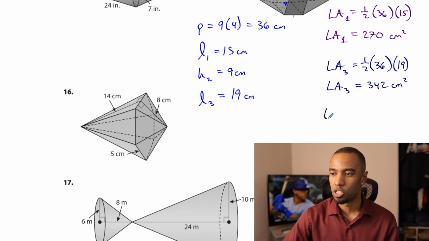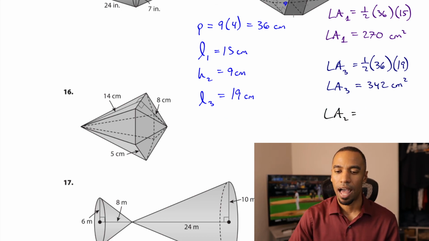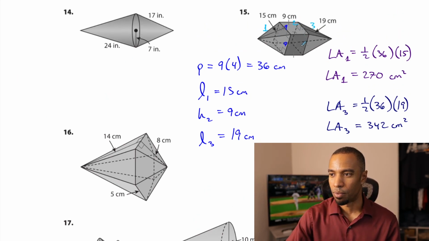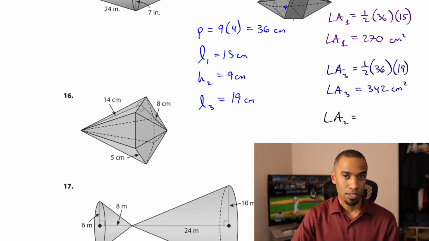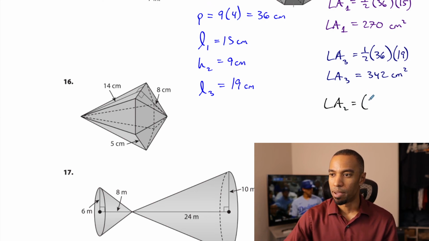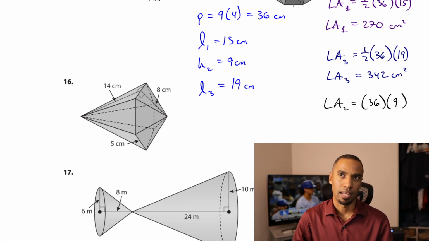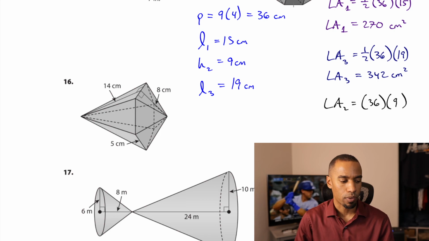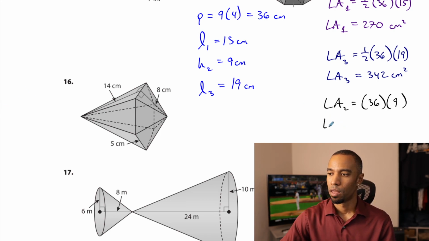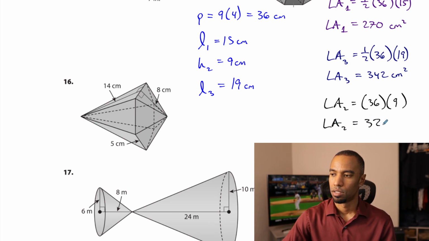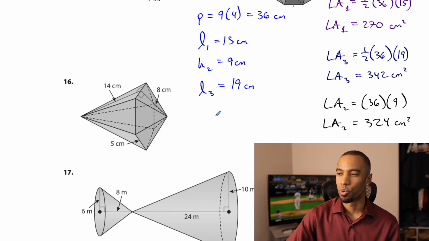The prism, we are just doing the lateral area, the one around these walls here, if you will. And that is perimeter of base times height. So perimeter of base is 36. The height of the prism itself is 9. 36 times 9 is 324. Yeah, 324 square centimeters. Hey, that's the same. It's 18 times 18. 324 square centimeters.